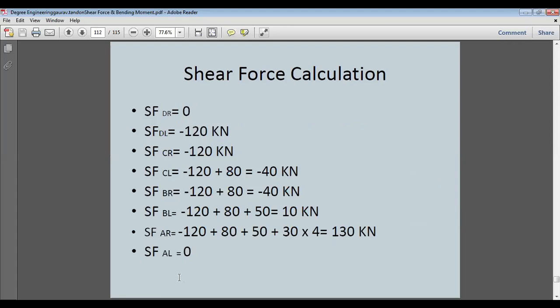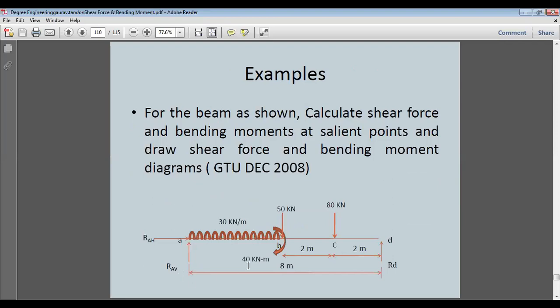Then rightwards of the C point, there is no force from here to here except this RD. So from here to here we will be having only one. Then at this point another vertical downwards load is added. So this was minus upwards, and this will be added to this. So this was 120, 120 minus 80. So we'll be having 40. Then come to this point, another 50 is added.